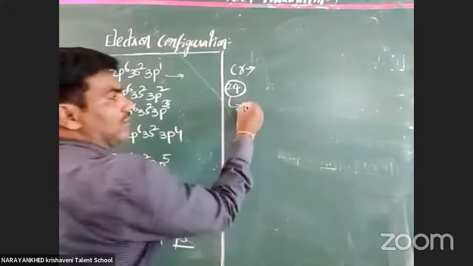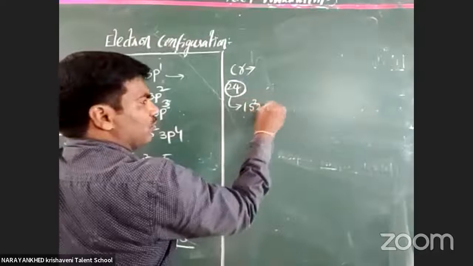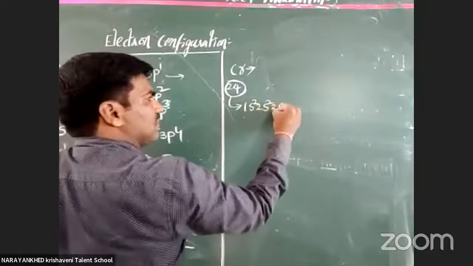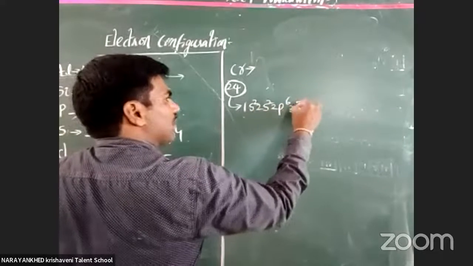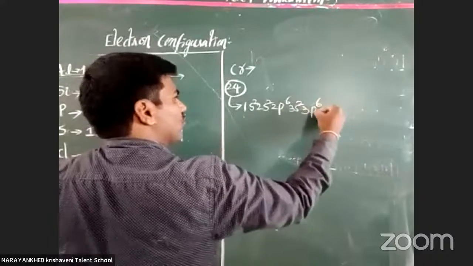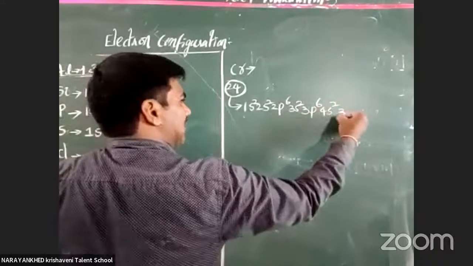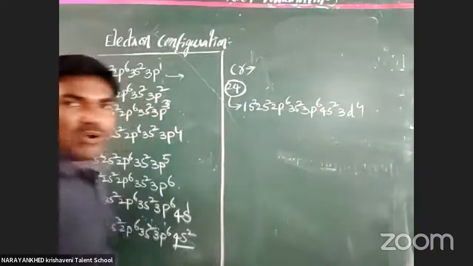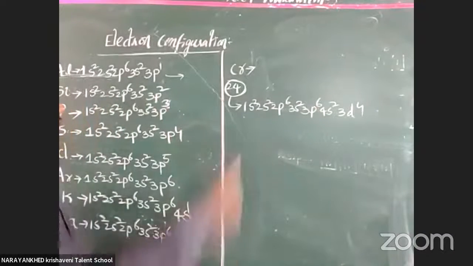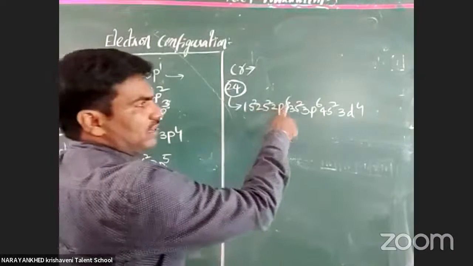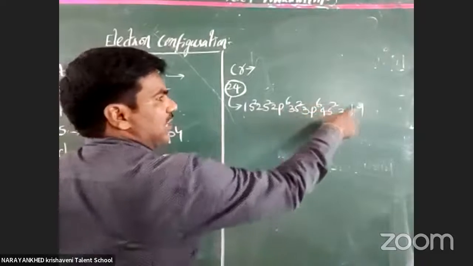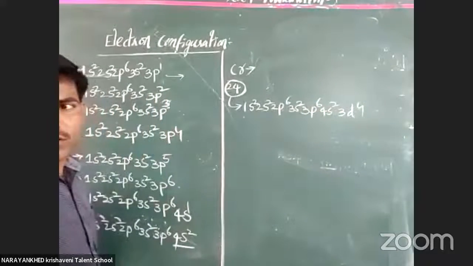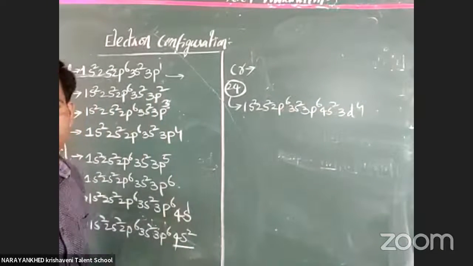Like this: 1s2, 2s2, 2p6, 3s2, 3p6, 4s2, 3d4. Like that only or not? One second: 2, 4, 6, 10, 12, 18, 20, 24. Got it? But it is not actually like that.